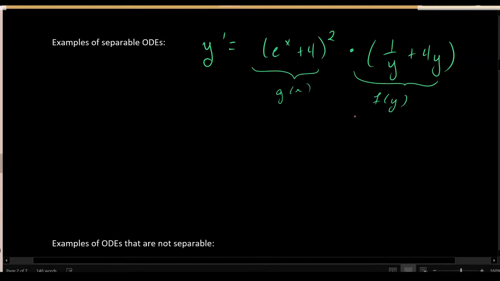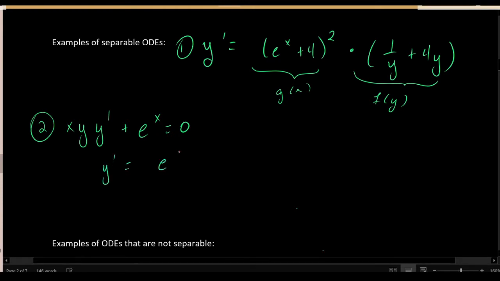Now potentially, the differential equation may not come to you in this format. You may have to rewrite it so that it is in this format. For example, you have xy times y prime plus e to the x equals 0. This doesn't immediately appear to be in the right format, but let's try and rearrange this. We can rewrite this as y prime equals negative e to the x divided by x times y, which in turn can be rewritten as negative e to the x divided by x multiplied by 1 over y.